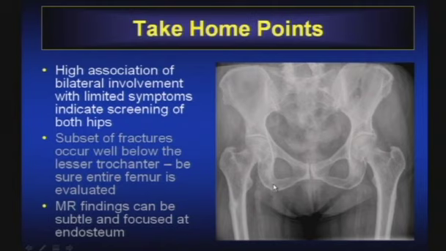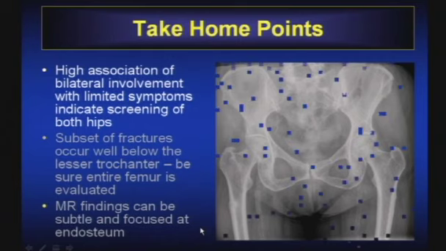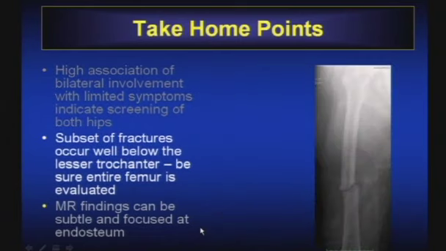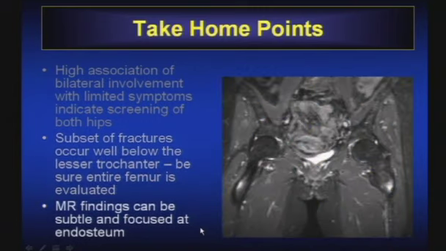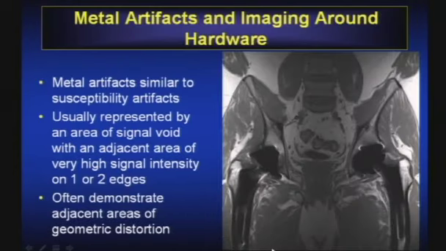So the take-home points here are a high association of bilateral involvement with limited symptoms indicating screening of both hips. And I should really say here both hips and femurs because of that low involvement that we can encounter. A subset of fractures, again, occur well below the lesser trochanter. Be sure your entire femur is well evaluated, and the MR findings can be subtle and focused at the endosteum. So don't just blow them off, okay? Because sometimes it's so subtle, I'm not sure if it's real or not real. Hopefully you'll have that history of a bisphosphonate patient, and so be careful about not overlooking these subtle findings.